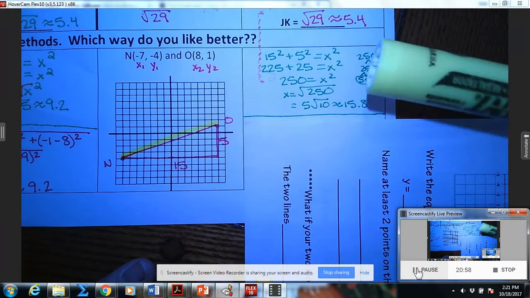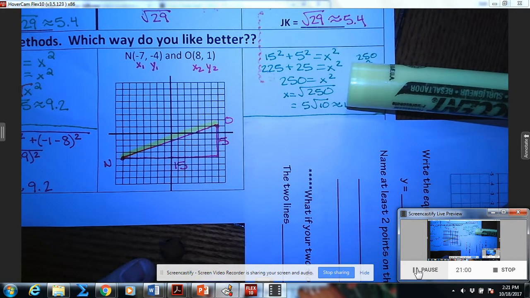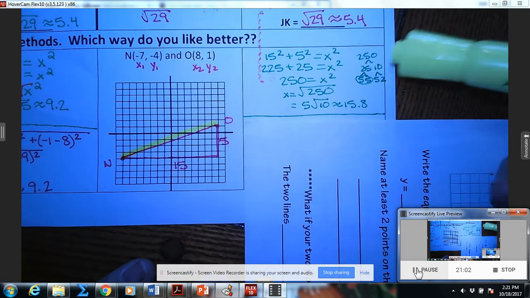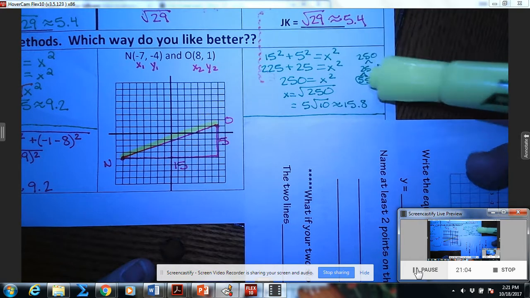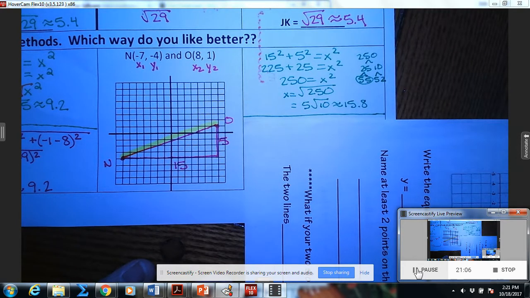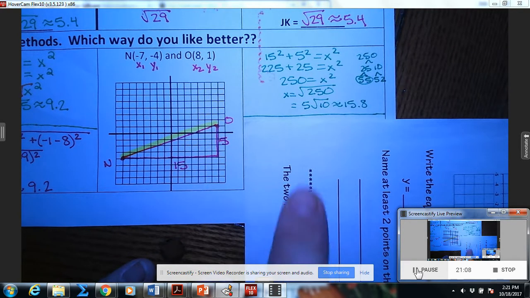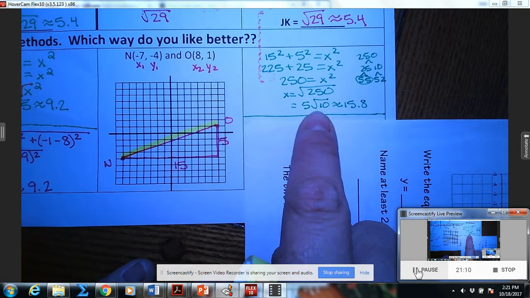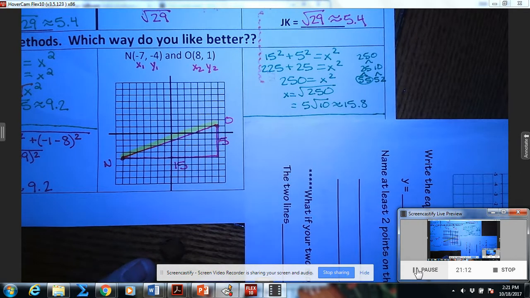So when I got finished, I got the square root of 250, and over here on the side, you'll see where I broke down 250 using a factor tree. And the square root of 250 can be simplified to 5 times the square root of 10. Well, if I want an approximation, I just pop that into my calculator, I get 15.8. So there's option 1, Pythagorean theorem. It's really easy because it's so familiar to us and you might like it a lot.